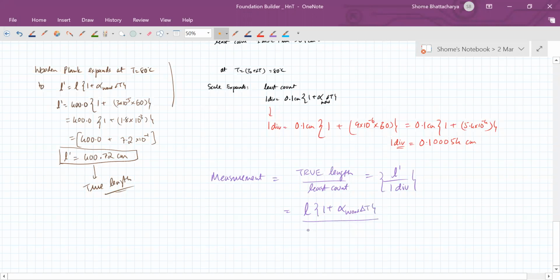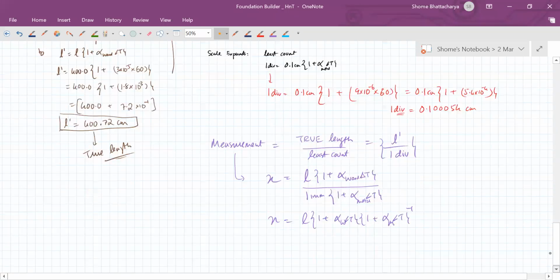Whereas this is 1 millimeter into 1 plus alpha of metal into delta T. So this is the measured value. Let's say this is X. So you can see that this is going to be different from this. When we calculate this, okay. So bring this to the numerator by putting the power -1.